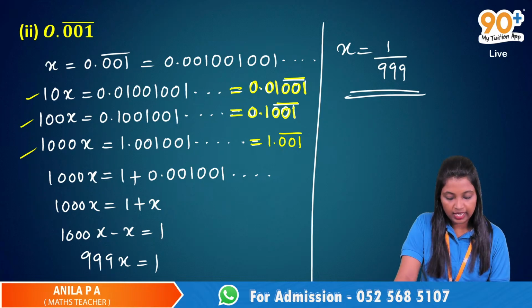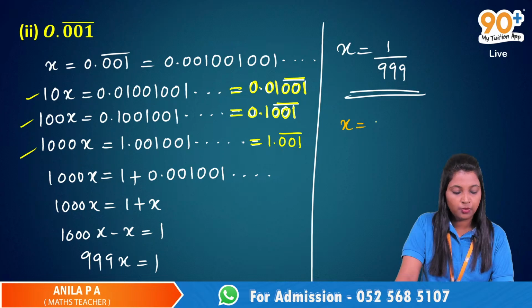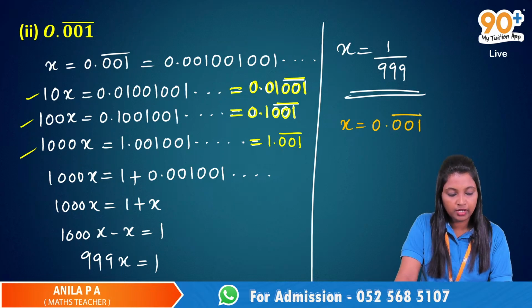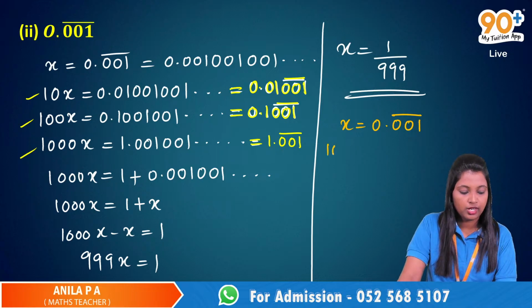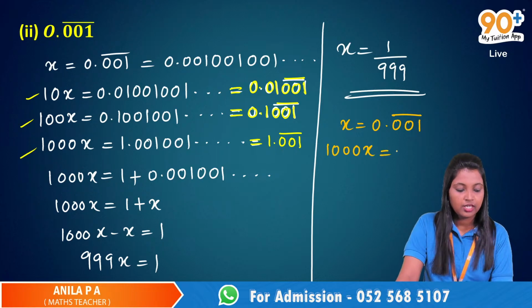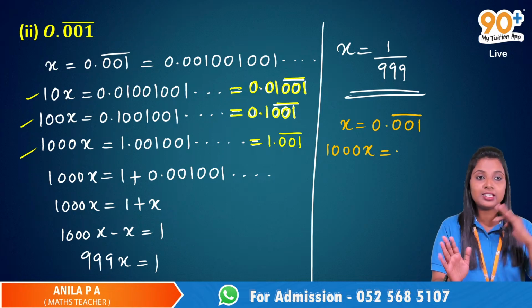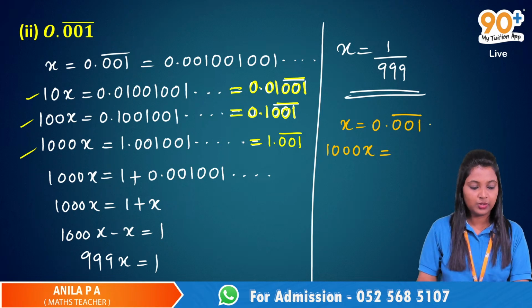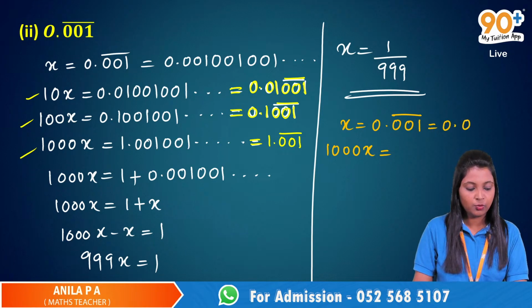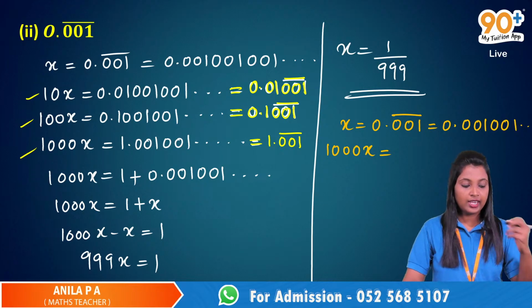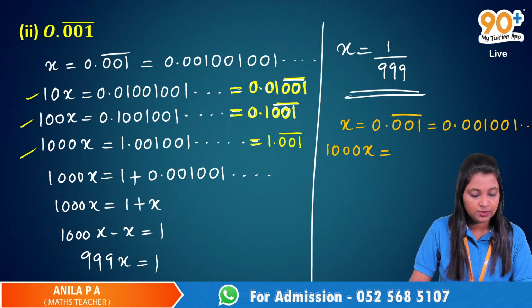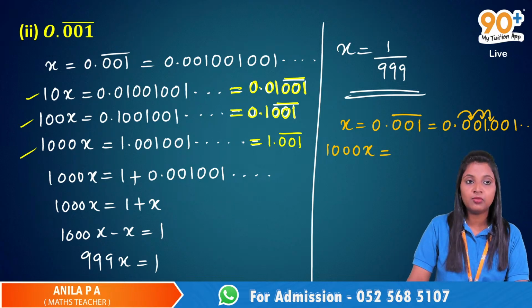So the given x was equal to 0.001 bar, and 3 digits are repeating. So for 1000x, 3 decimal places will shift. It's like 0.001001, like that it is going, and shifting 3 decimal points means 1, 2 and 3. So the decimal will come here.